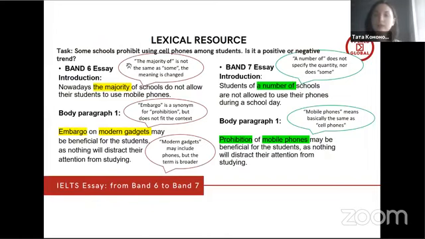And here we have an example of one more common mistake. When a person uses a much more general term, a much broader term, instead of using a specific one, that is when some suddenly becomes the majority, and cell phones are referred to as modern gadgets. You should understand that both synonyms are much broader. They are not as specific as the words used.